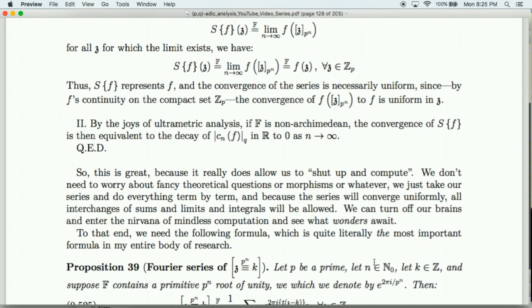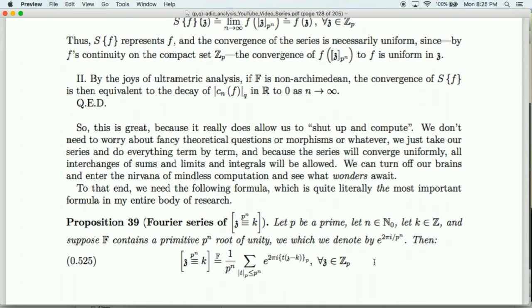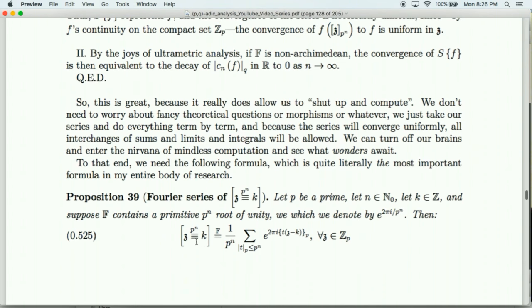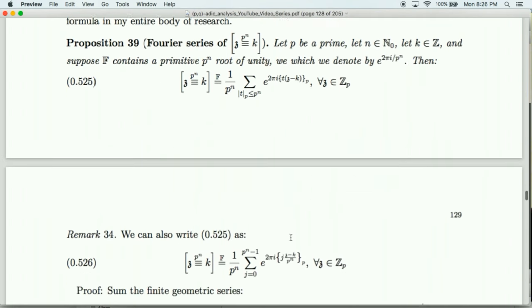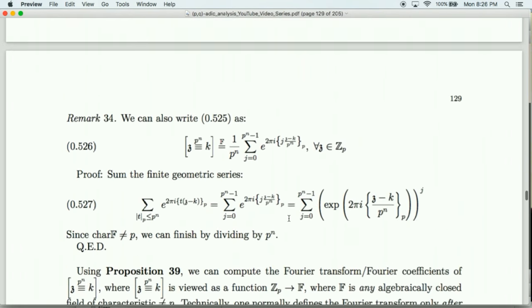So, to that end, we're going to need a formula, which we saw from episode 1, which is quite literally the most important one of my whole research. And this is that the indicator function for z is congruent to k mod p to the n is just 1 over p to the n times the sum of this thing. And we proved that in episode 1.